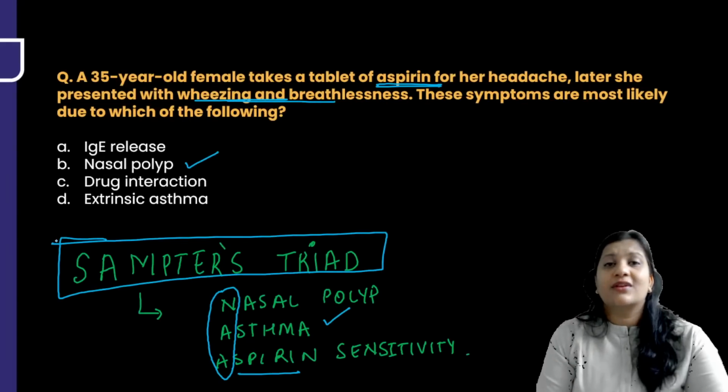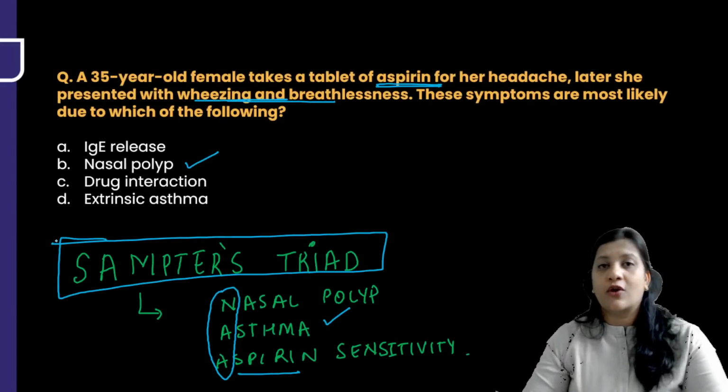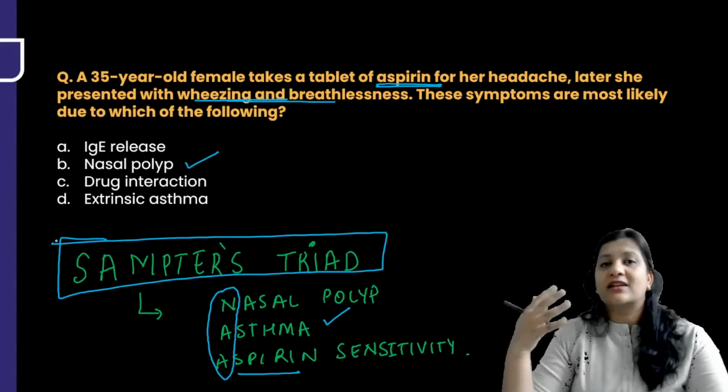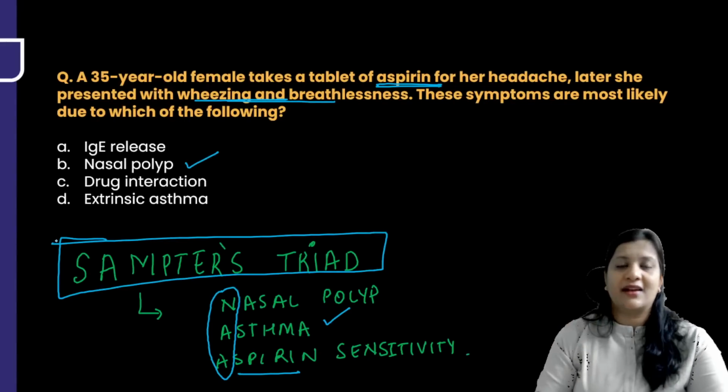Drug interaction with one tablet causing breathlessness and wheezing is not possible unless the patient is having a syndrome like Samter's. Extrinsic asthma should have features that the patient got exposed to pollen or animal dander or maybe some pollutant. Some exposure is there, after that the patient develops symptoms, so then it becomes extrinsic asthma.